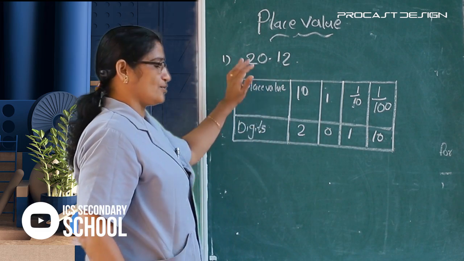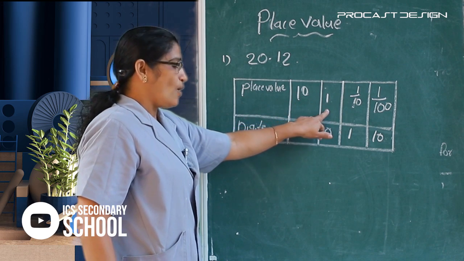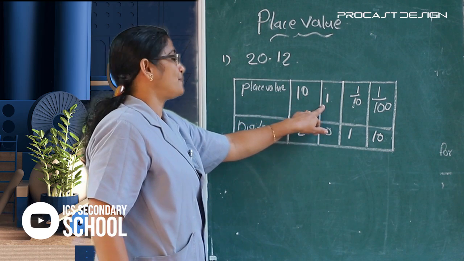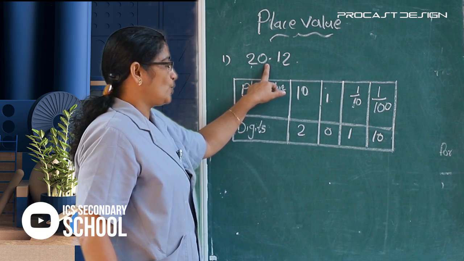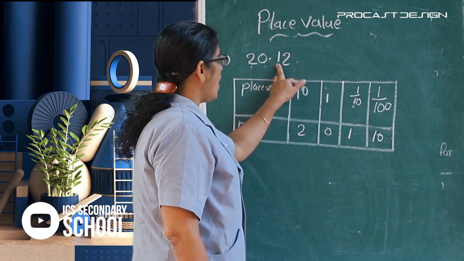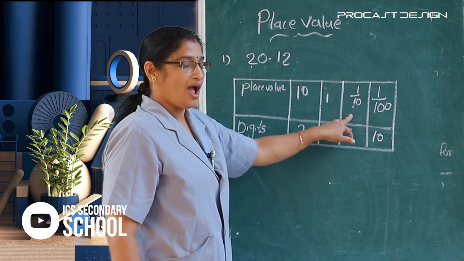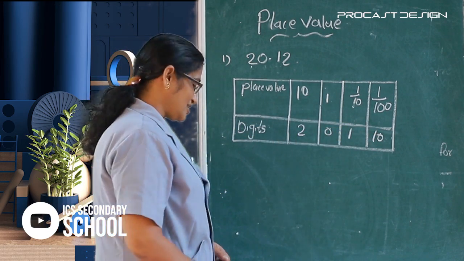The place value of this number: 10 place and 1 place. The 10 place is 2 and the 1 place is 0. And after the decimal point, 1 is 1 by 10 and 2 is 1 by 100. Okay. And next number.